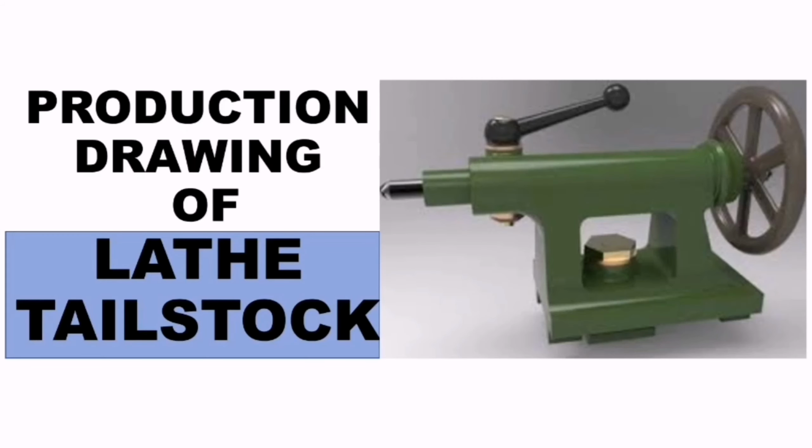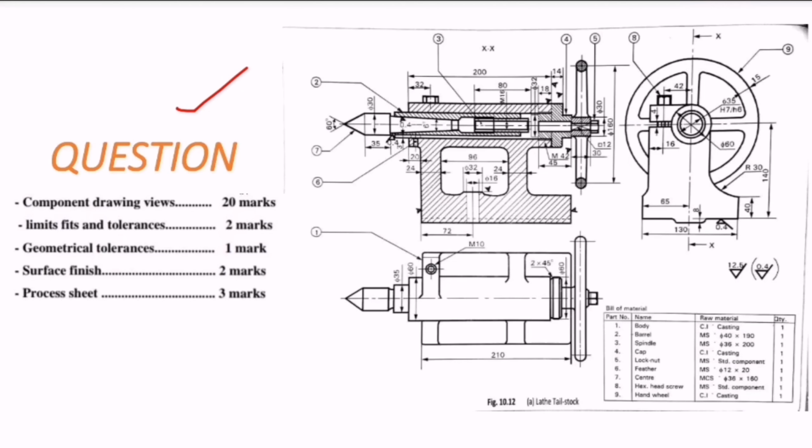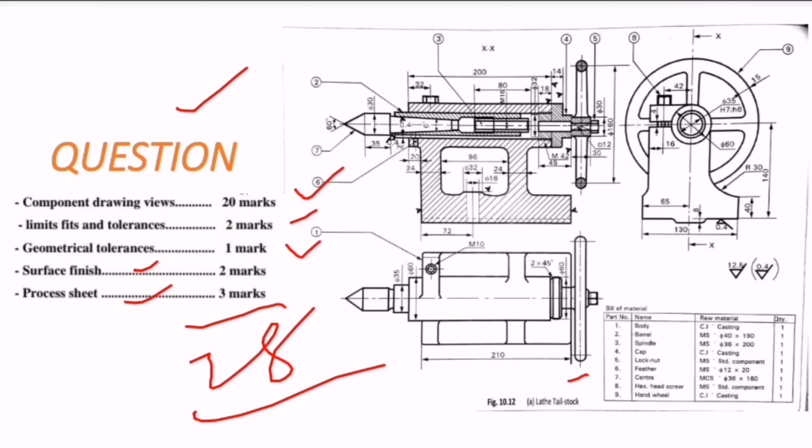In this video, we are learning about the production drawing of a lathe tailstock. Very important for mechanical engineering students. So this is the question of lathe tailstock. It consists of 9 parts. So the question is asking to draw the component drawings, limits, fits and tolerances, geometric tolerances, surface finish and process sheet. This is totally mentioned for 28 marks.